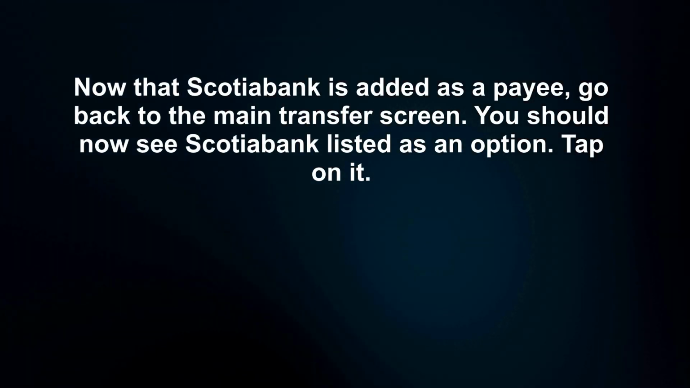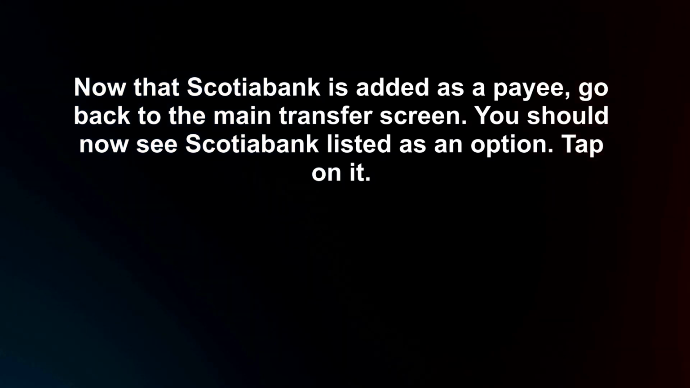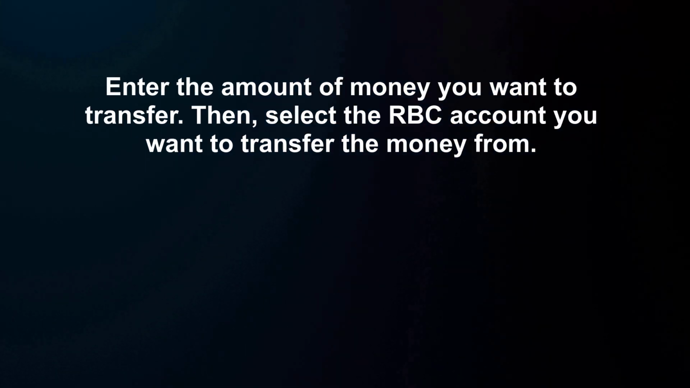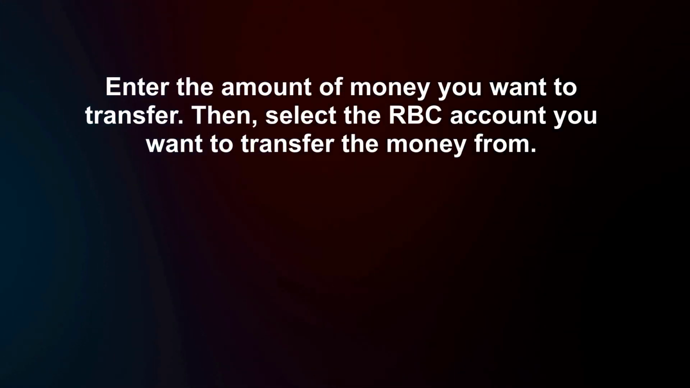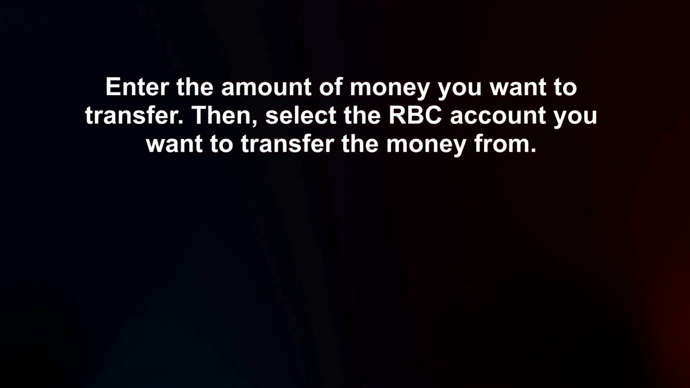Now that Scotiabank is added as a payee, go back to the main transfer screen. You should now see Scotiabank listed as an option. Tap on it. Enter the amount of money you want to transfer. Then, select the RBC account you want to transfer the money from.